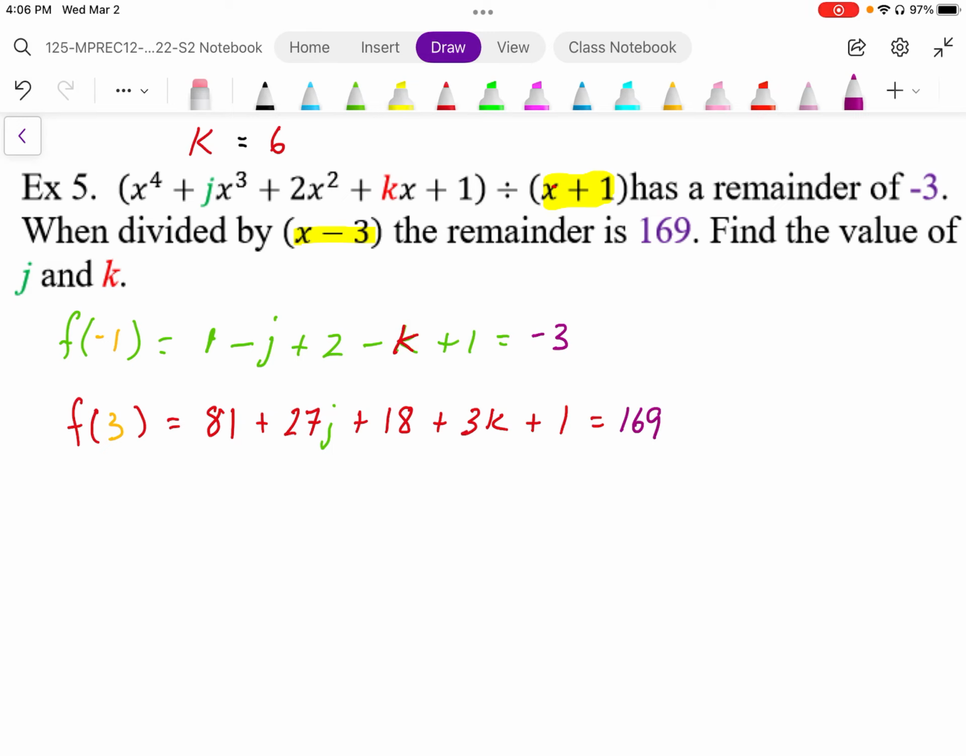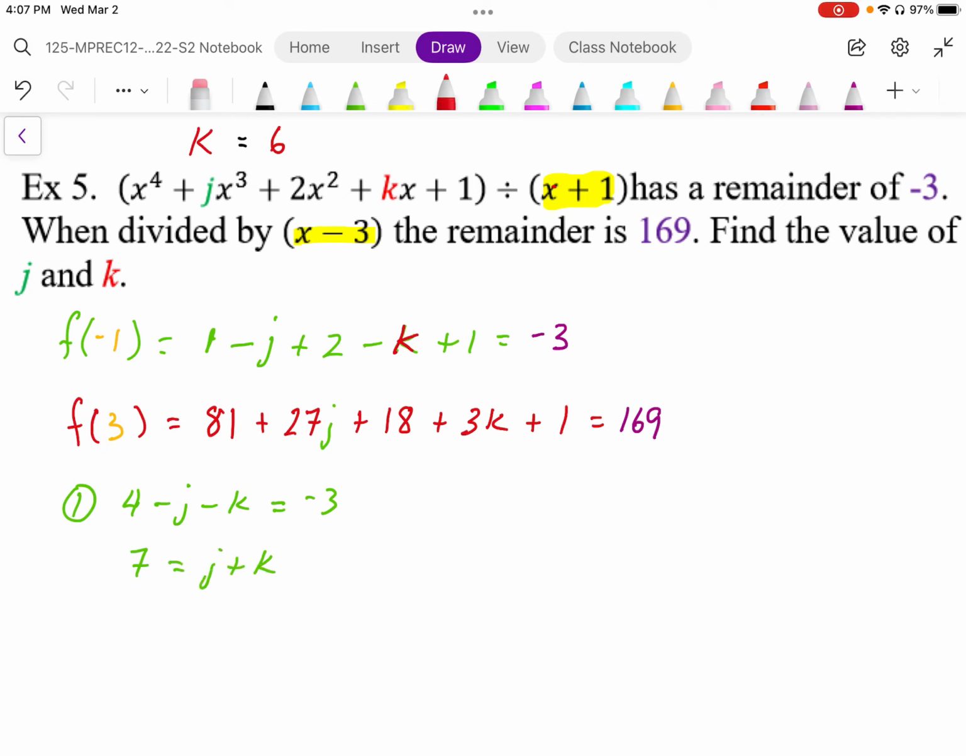Okay, so I have two equations, I have two unknowns, I can solve this as a system. So I'm going to call the green one equation 1 and simplify this. So I'm going to combine my like terms. So I end up with 1 plus 2 plus 1, that's 4 minus j minus k equals -3. Simplifying this, I'm going to add 3 to both sides and put j plus k on the other side.